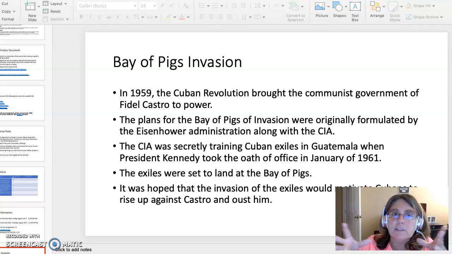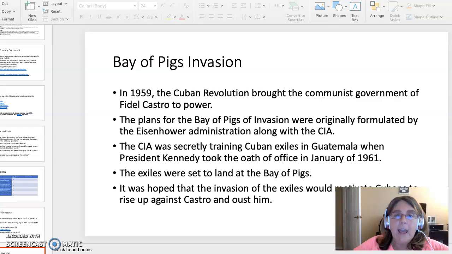Okay, so the Bay of Pigs invasion occurred in 1961, but you have to go back a couple years to the Cuban Revolution, the end of the Cuban Revolution, I should more accurately say, in 1959. In 1959, the Cuban Revolution ended, bringing the communist government of Fidel Castro to power in Havana. The plan for the Bay of Pigs invasion actually was formulated during Eisenhower's time in office, but it couldn't be completed while he was still in office. So John F. Kennedy inherited this.